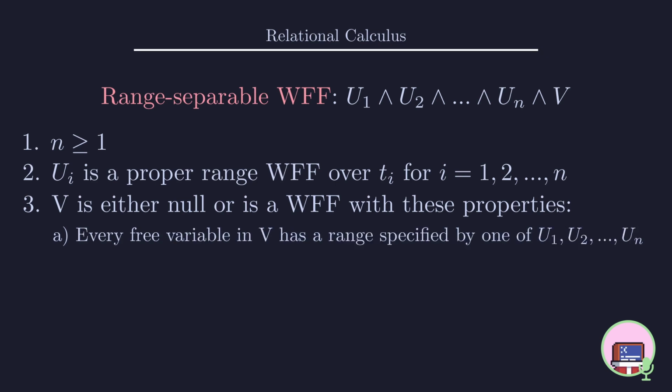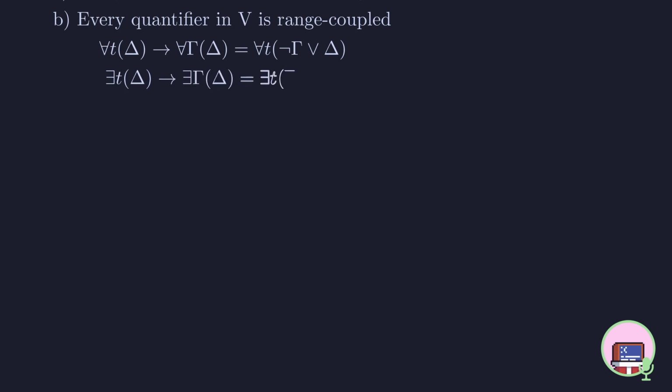A. Every free variable in V has a range specified by one of U1, U2, up to UN. B. Every quantifier in V is range coupled. What that means is we replace for all t of delta with for all gamma of delta, which is equal to for all t of not gamma or delta. We also replace there exists t of delta with there exists gamma of delta, which is equal to there exists t of gamma and delta.